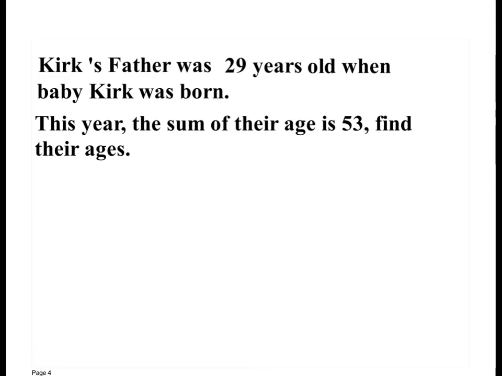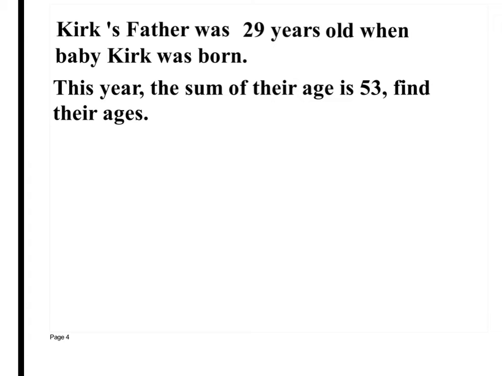Alright, write this down. This is when it asks you to solve. It said Kirk's father was 29 years old when Kirk was born. This year, the sum of their ages is 53. Find their ages. Before I write down the equation, I need to identify what I know and what I don't know. I need to find their ages, Kirk's father's age and Kirk's age. Does it tell me how old Kirk is? No. So that's always my variable.